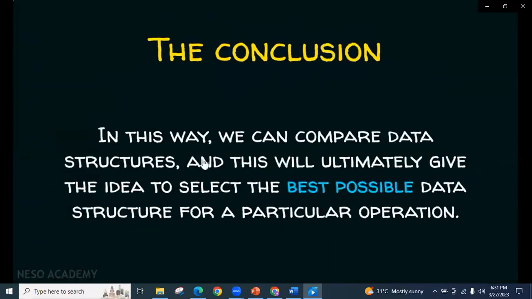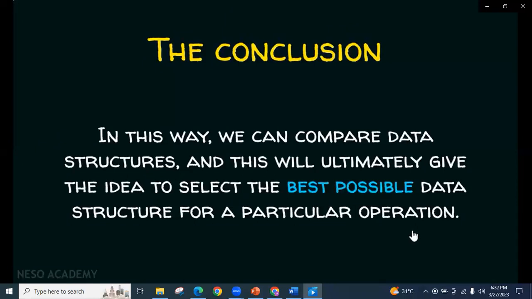In this way, we can compare data structures, and this will ultimately help us select the best possible data structure for a particular operation. Here, we are performing an operation that is adding data at the beginning of the list. It is clear that a linked list performs better than an array, so definitely we will choose the linked list. That is why we are studying time complexity.